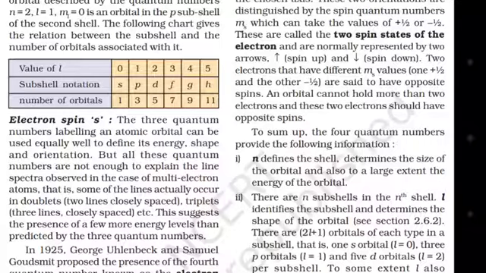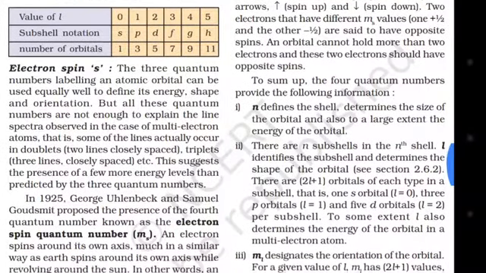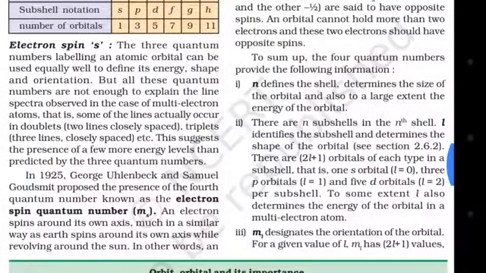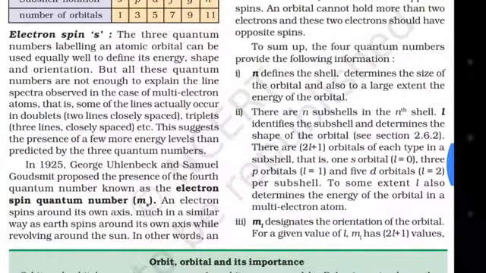An orbital cannot hold more than two electrons, and these two electrons should have opposite spins. To sum up, these four quantum numbers provide the following information. First, n defines the shell, determines the size of the orbital, and to a large extent the energy of the orbital. Second, there are n subshells in the nth shell.